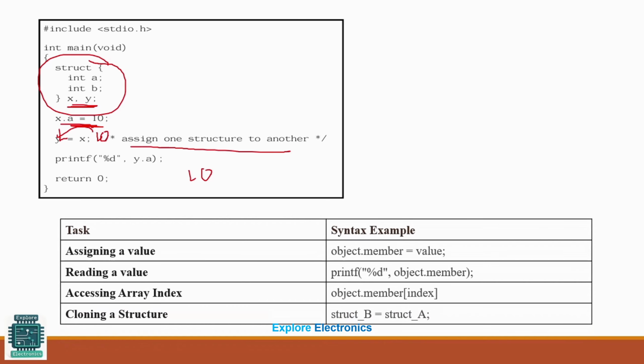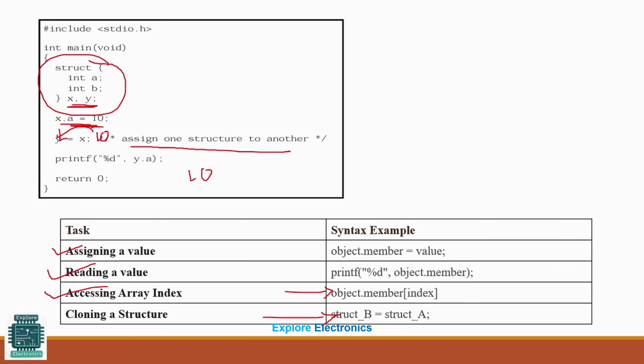Right? Now, after this, to summarize all the things I have mentioned, I have tabulated them in a table. For assigning a value, we will use this syntax example, and to read a value, this one, and for accessing an array index, we will use this syntax, and for cloning a structure, we will use this one. This is an overall summary to make you understand, right? That's all for today's video.